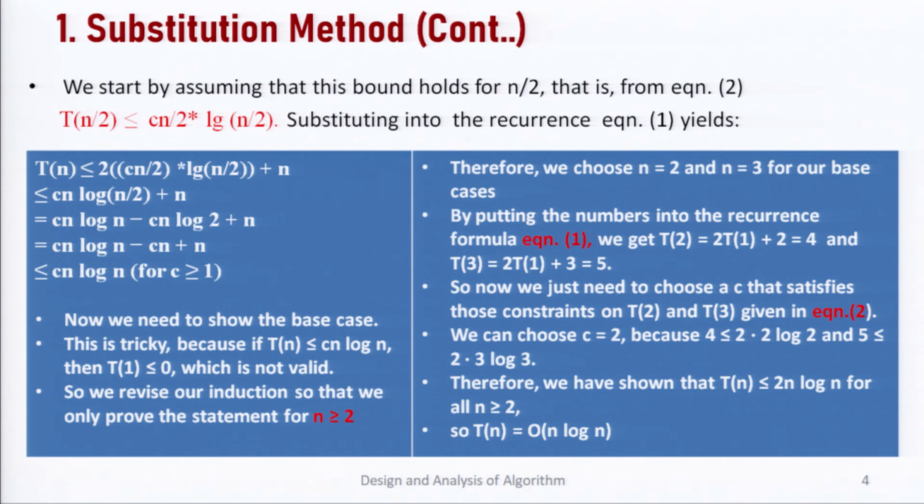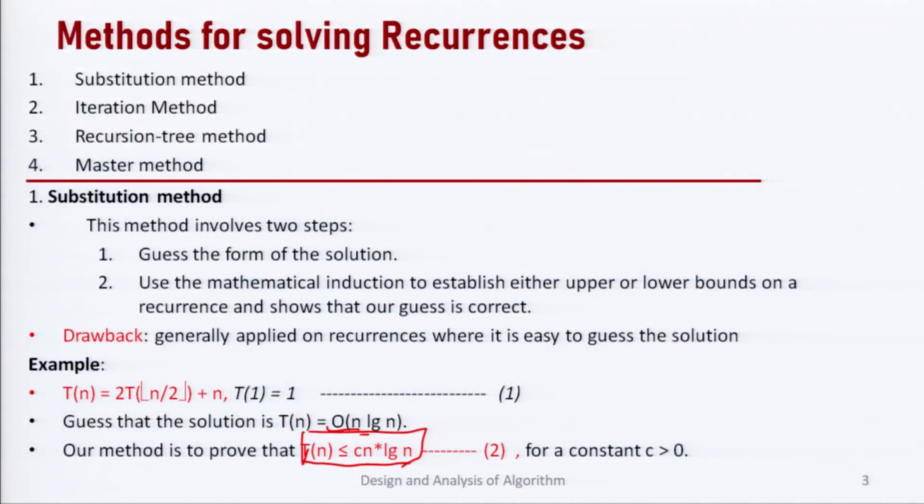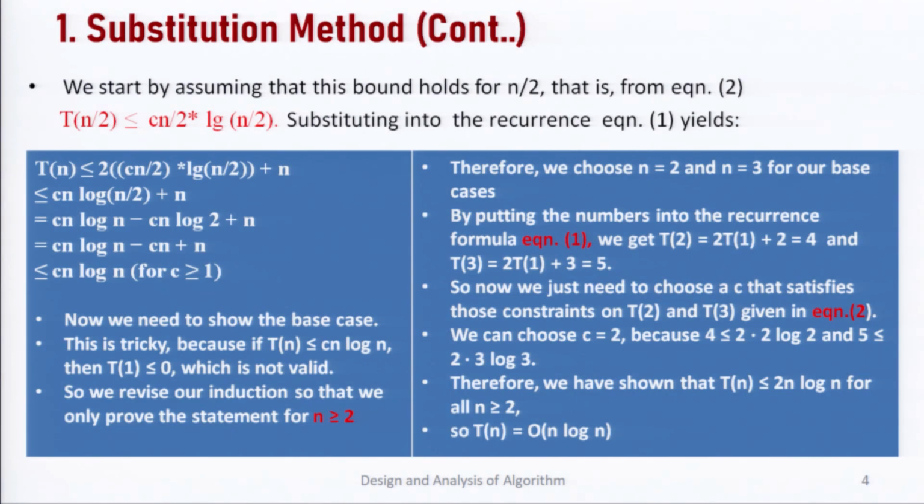Now we are substituting the value of T(n/2) in equation 1. What is our equation 1? Equation 1 is T(n) = 2T(n/2) + n. So we are putting the value of T(n/2) over here. What we get is 2C (n/2) log(n/2) + n. Now the 2 and 2 cancel, numerator and denominator cancel.